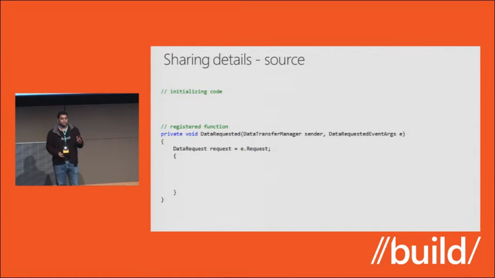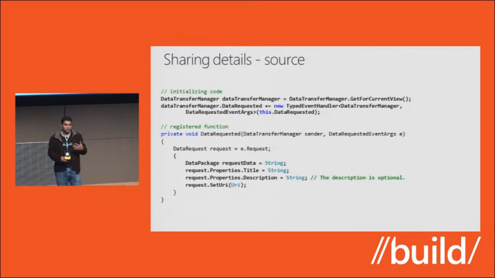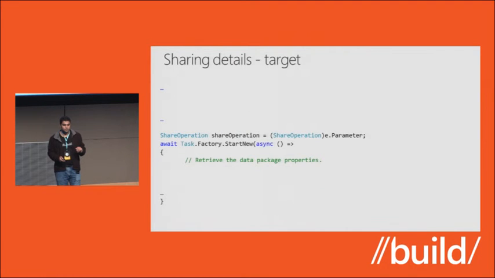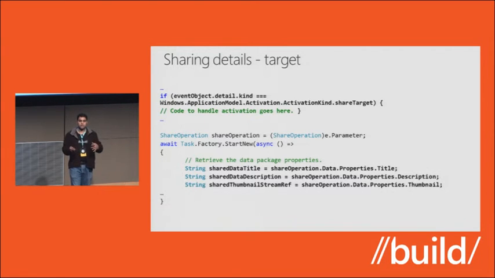So very quickly, what does the code look like? Here's how I initialize. There is a concept of a data transfer manager, which is the OS level component. I'm telling the OS that I want a data transfer manager, and I want to attach my delegate to it. Then when my delegate is called, the data requested handler here, I package up the information into my data package. This is what the target does. The target is checking to see how it was activated. In this case, it was activated as a share target, and so now it starts its job. It starts to unpack the package which it was given by the OS, and then it starts processing it.